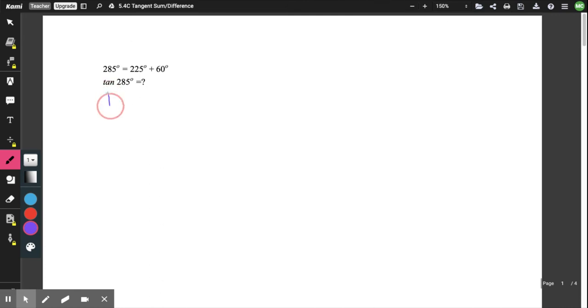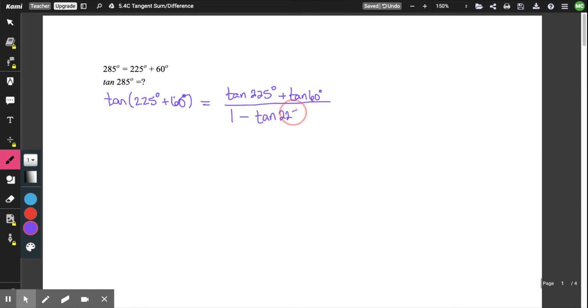So I would start off by saying tangent of 225 degrees plus 60 degrees. And then I could apply the formula. So the formula says that I would take tangent of the first angle, tangent of 225. Since this is a sum of angles, it's a sum in the numerator. So tangent of 225 plus tangent of 60. And then in the denominator, it's 1 minus tangent of the first angle, tangent of the second angle.